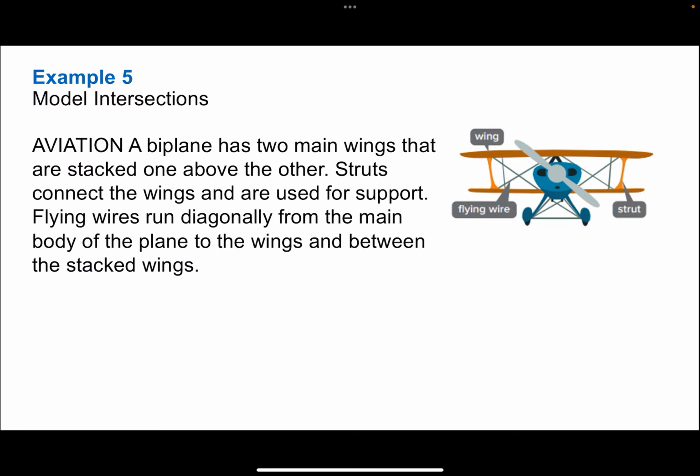All right, and then finally we have an example of model intersections. So they've shown us a biplane. It has 2 main wings that are stacked above each other. So here's one wing and here's two. The struts connect the wings. So up and down, those are the struts. And then the fly wires are going diagonally from the main body of the wing to the stacked pieces. So these are our flying wires.